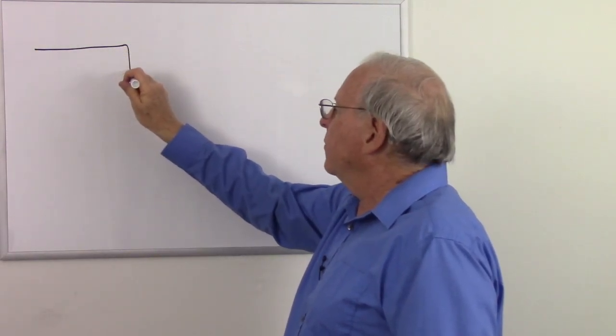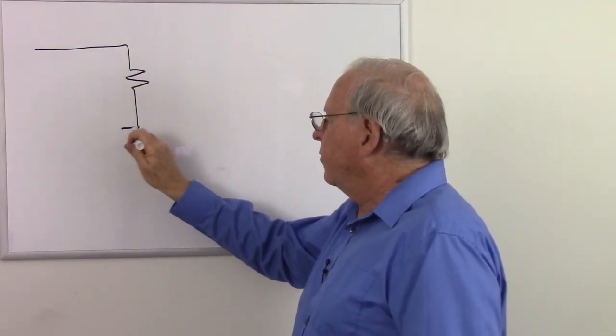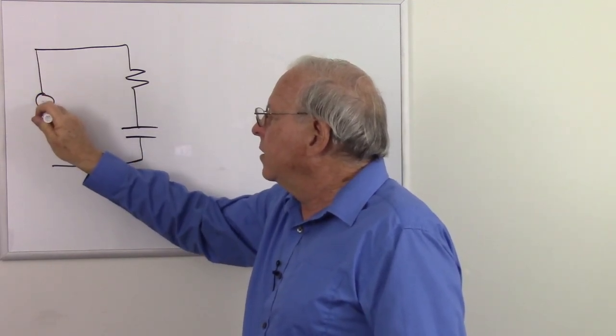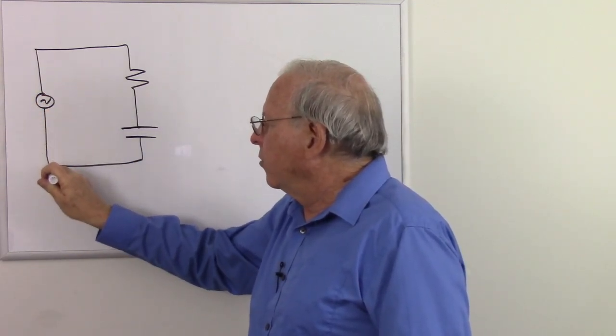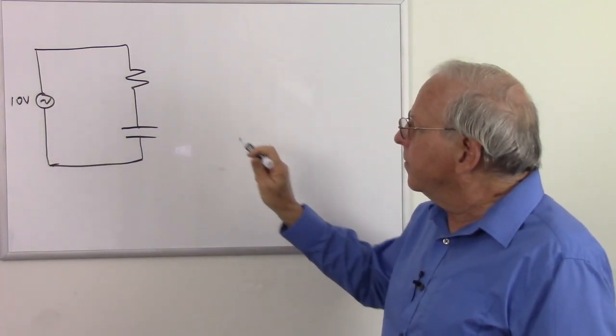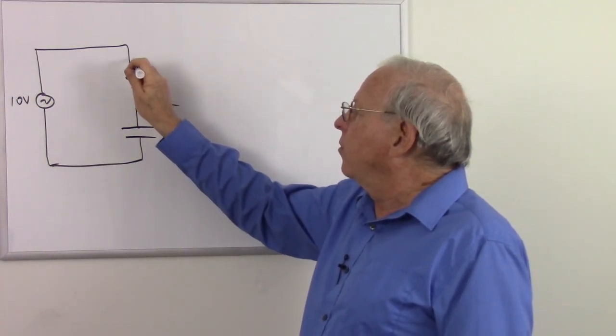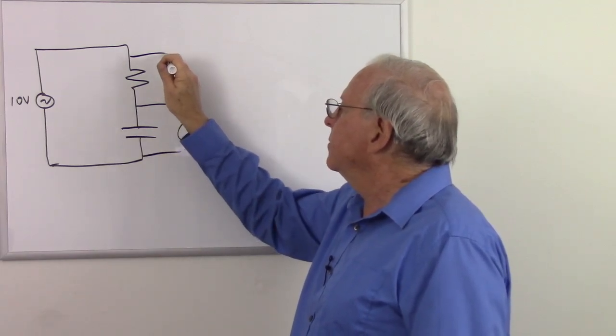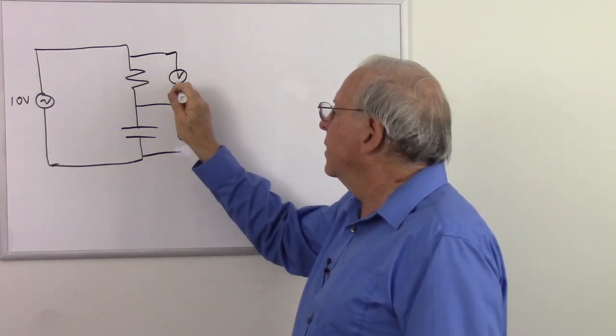And let's recall some of the things we know about capacitors and resistors and series circuits. Let's let this go back to an alternating current source. Let's say it's 10 volts. Let's not worry about the frequency at this point. And how are these going to react? Let's put some voltmeters across here.